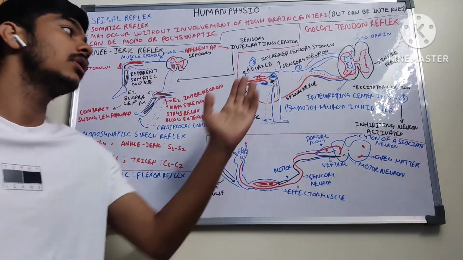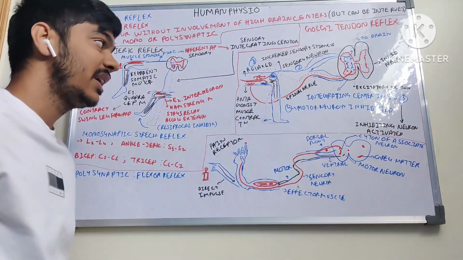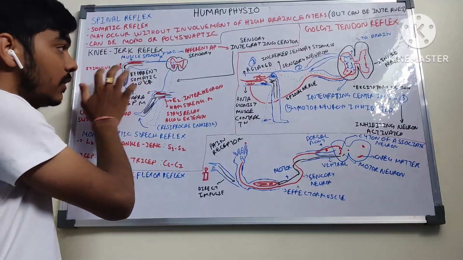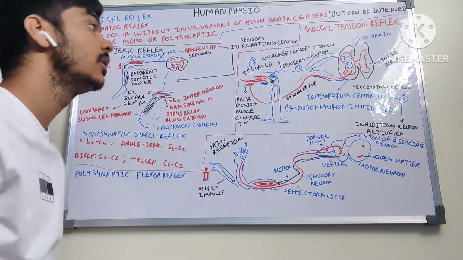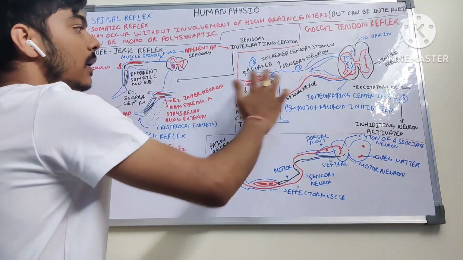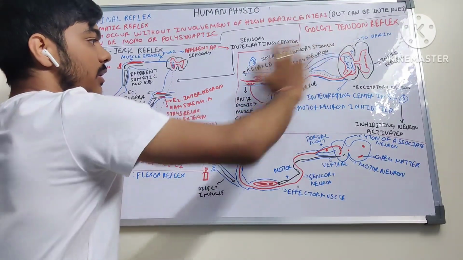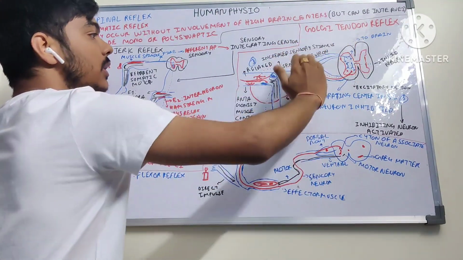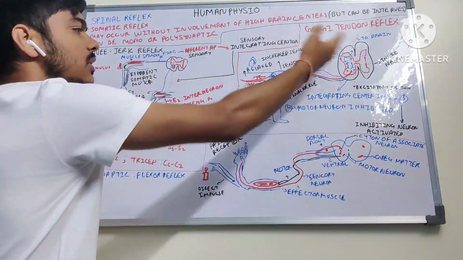Next, let's go to the Golgi tendon reflex. So here we are targeting the patellar tendon, right? We're interested in the muscle, but over here the patellar tendon is being targeted. So what happens again? Here what happens is increased sensory stimulation. So we're getting a stimulation from here. Next the sensory neuron carries it to the spinal cord, right? To the brain or to the spinal cord. So it is generally the spinal cord.